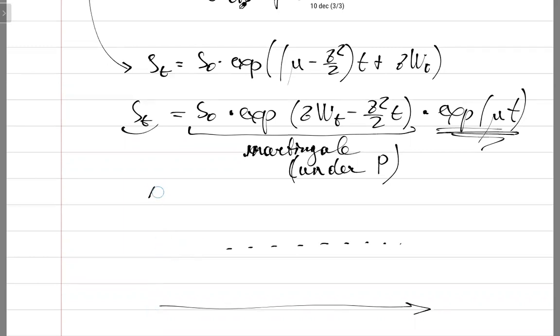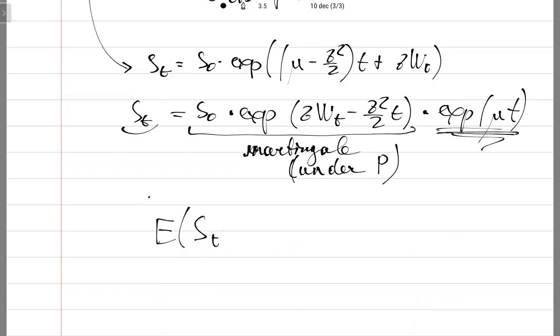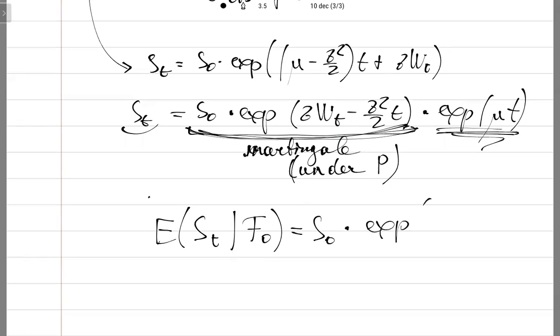So we can calculate the expected value of S_t, the ordinary non-star, given F_0. This is a martingale, so the expected value of that part is just S_0, as it is a martingale, times the expected value of mu t. So kind of like the return on an asset. Yeah, it's a risky rate of return. Thank you.